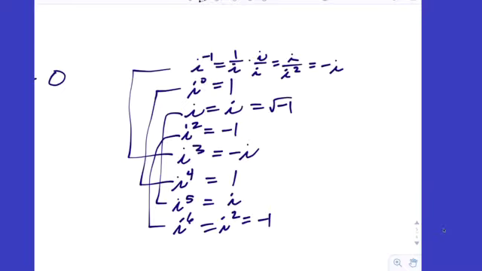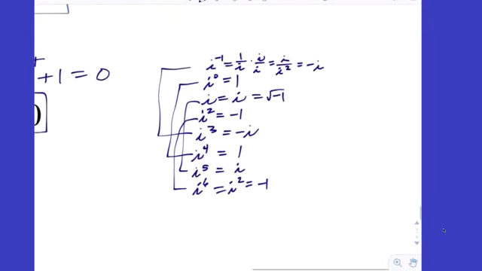Okay? Speaking of eyes, my eyes still hurt today. I don't know if it's these glasses, but whatever. Still feels like someone's pinching them. But anyway, doesn't matter. All right, I forgot where I was. Oh, powers of i. Yeah, okay, cool.